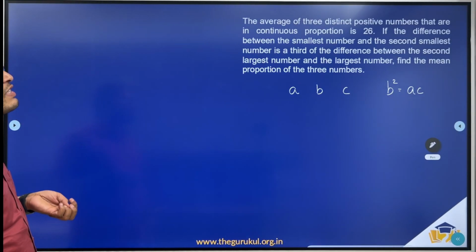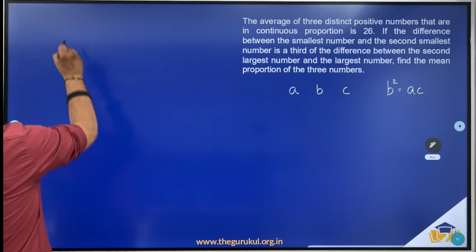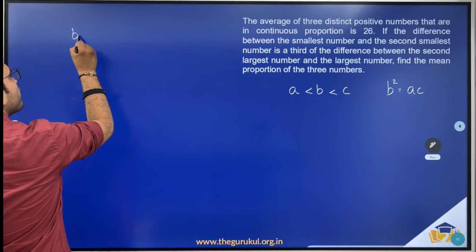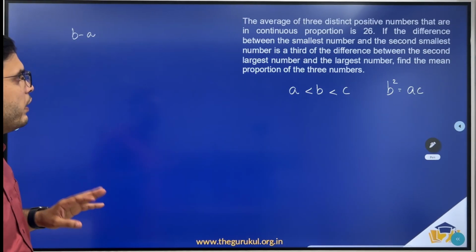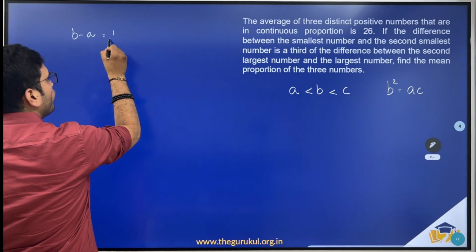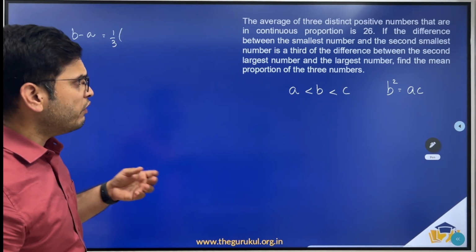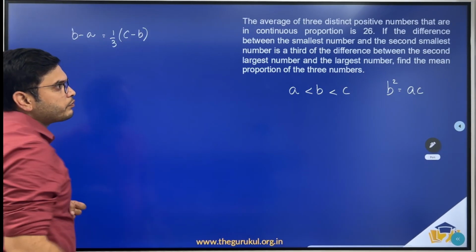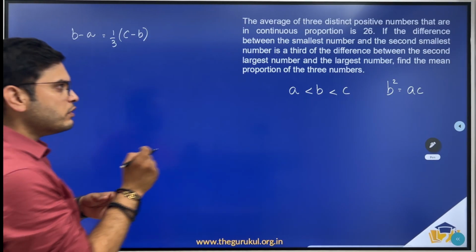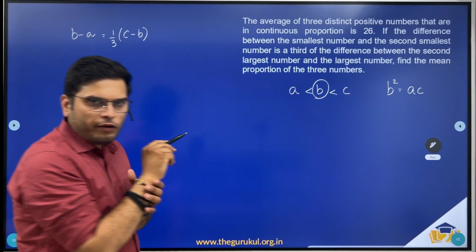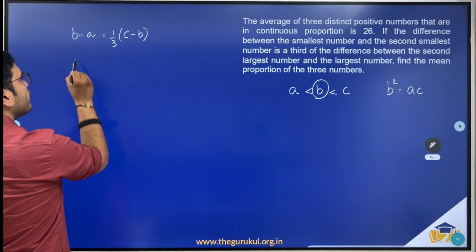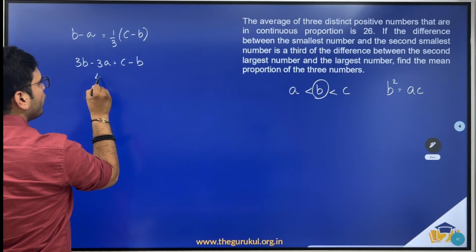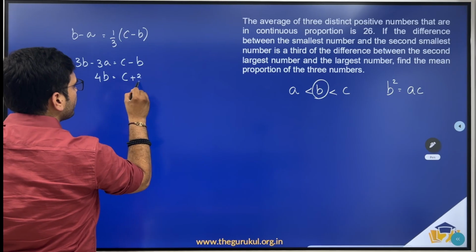Then, if the difference between the smallest number and the second smallest number, so if I consider A less than B less than C, so B minus A is equal to 1 by 3 of the difference between the second largest and the largest number, C minus B. Now find the mean proportion of the three numbers. Mean proportion is nothing but the value of B, right? If I cross multiply, you will have 3B minus 3A is equal to C minus B, or 4B is equal to C plus 3A.